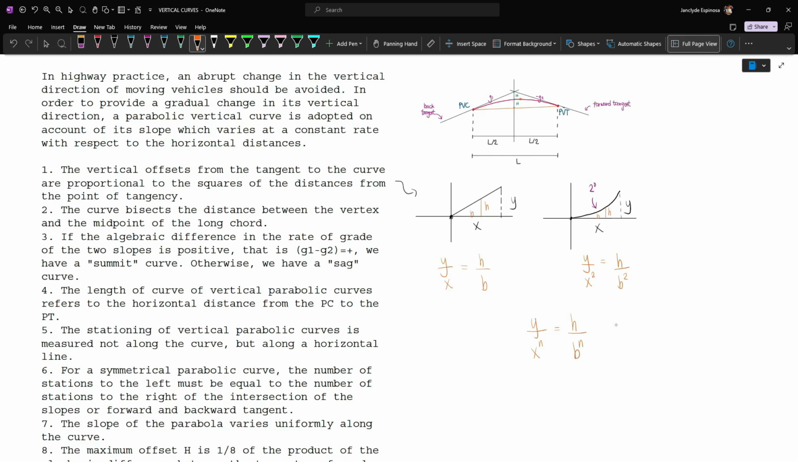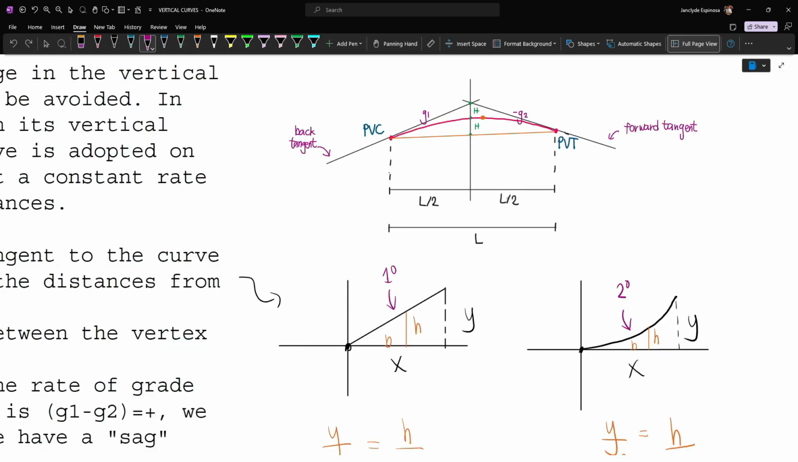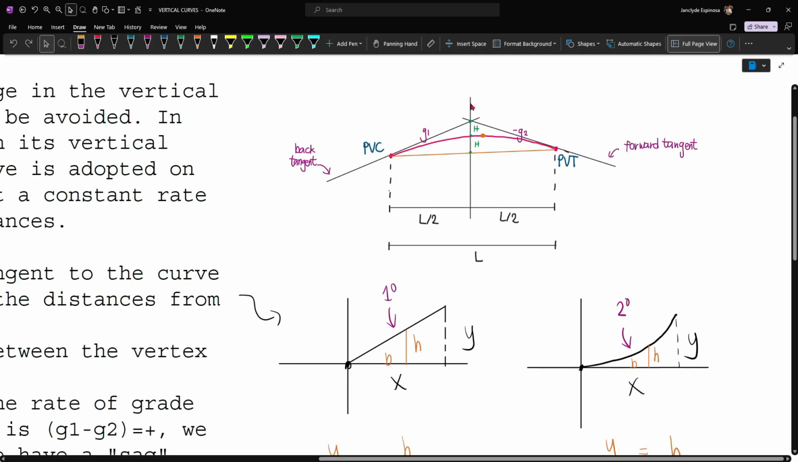Now, for triangles, since the function is linear, this has 1 right here, and this also has 1 because the degree of curve is actually 1. And so this is the concept that you have to remember. Now, next, the curve bisects the distance between the vertex and the midpoint of the long chord. Now, this is our vertex, and this is the midpoint of the long chord. And so this actually is a dividing line of this orange line, and it divides this line into 2.